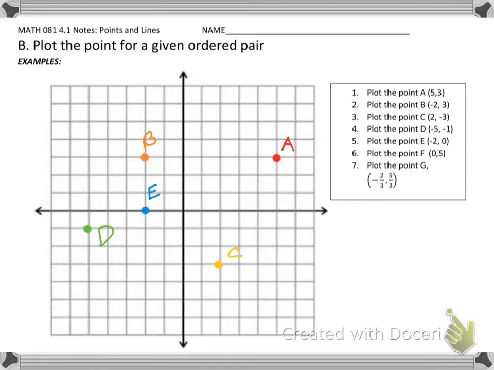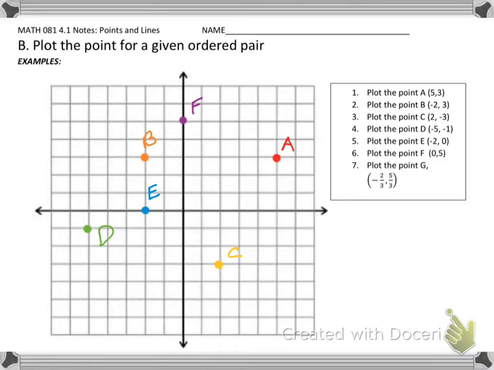How about point F? Well, point F is 0, 5. So I don't move left or right, I just go up 5 units. So F is right here.